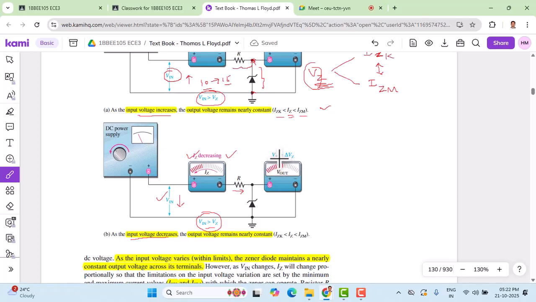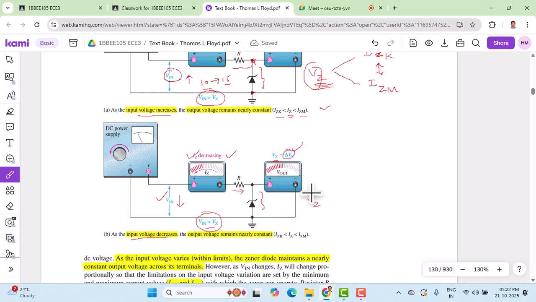Now we can see that the output voltage across this is Vz minus delta Vz. Whatever the change is, it can be subtracted from Vz as a delta from the cut-in voltage because of the decrease in the input voltage. If you neglect this second term, overall the voltage across the Zener diode remains constant. It still remains constant as Vz.